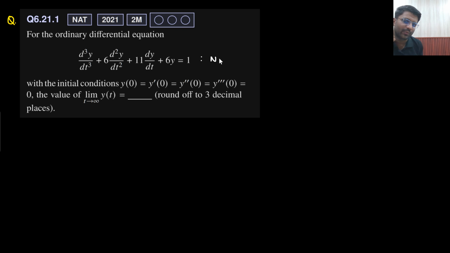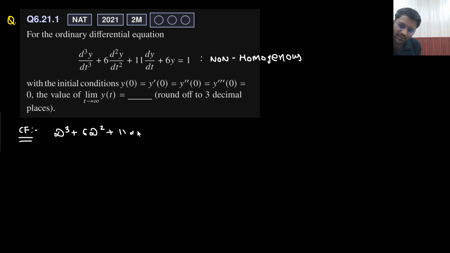Sir, it is the case of non-homogeneous. I can directly see, sir, 1 is given, so it is a case of non-homogeneous here. Sir, if it is a case of non-homogeneous, what do I need to do? CF and PI. So let's find out CF. Finding out CF, this will be d cube plus 6d square plus 11d plus 6 equals to 0. Will d equals to minus 1 do the job or not?